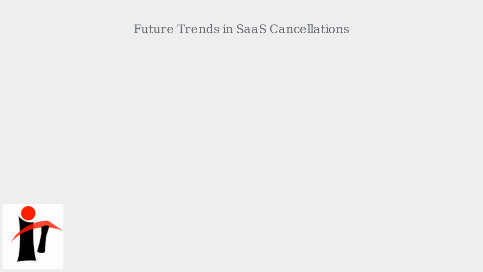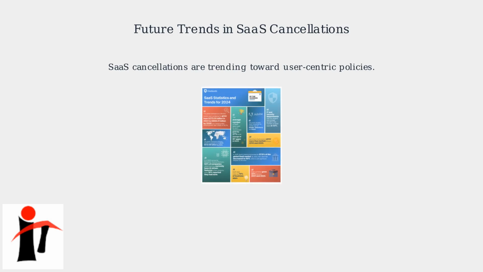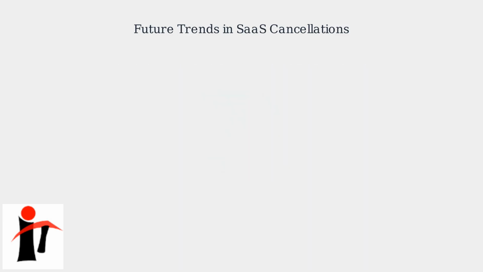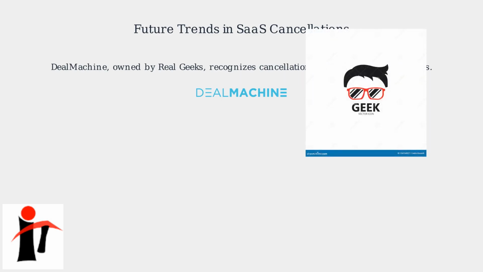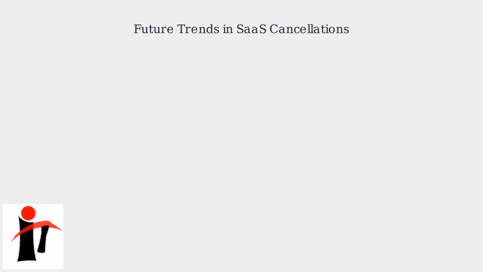SaaS cancellations are evolving toward user-centric policies that prioritize customer experience and feedback. These policies focus on transparency, easy data portability, and incentives to retain users, driven by economic pressures and competition. The platform uses cancellation requests to gather insights and improve services, with their parent company emphasizing user surveys post-cancellation.